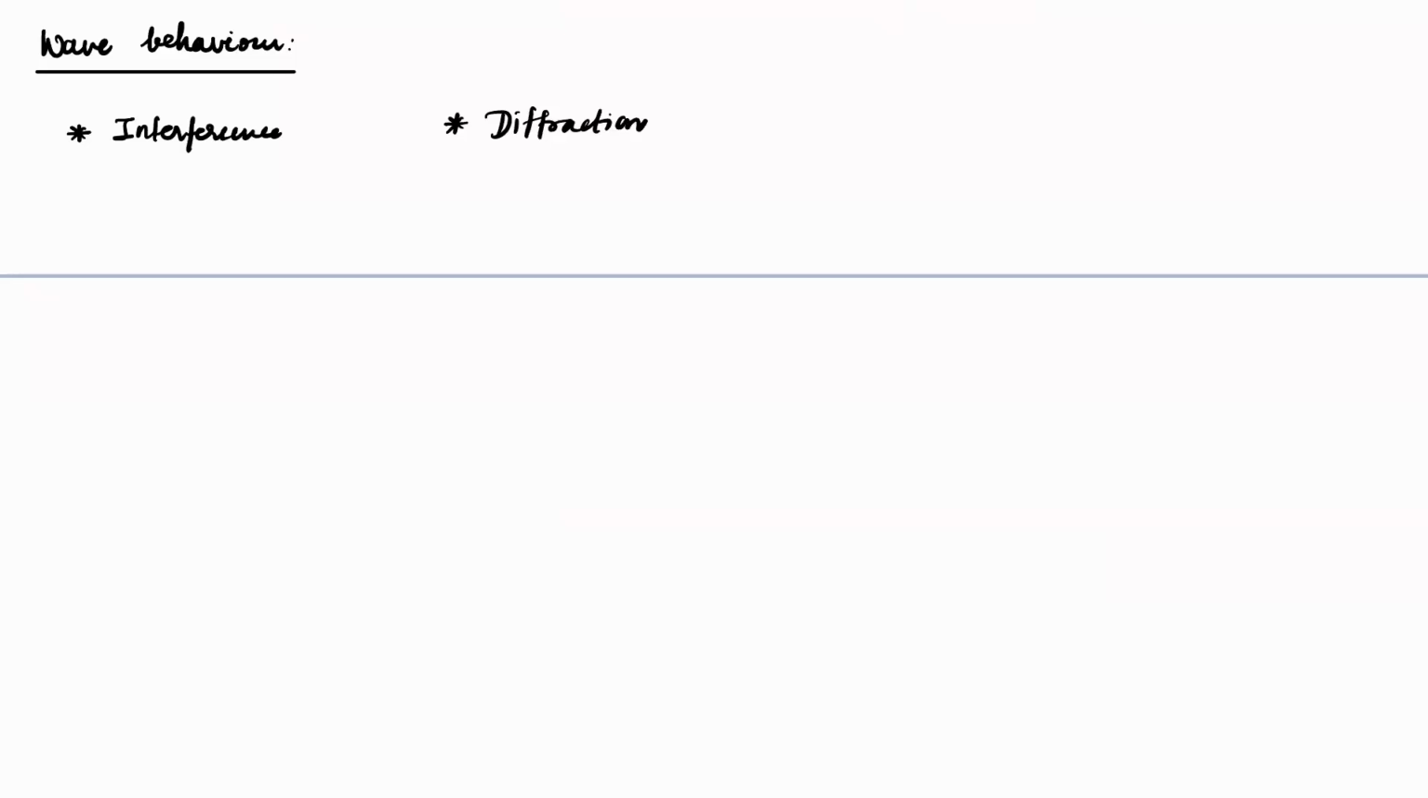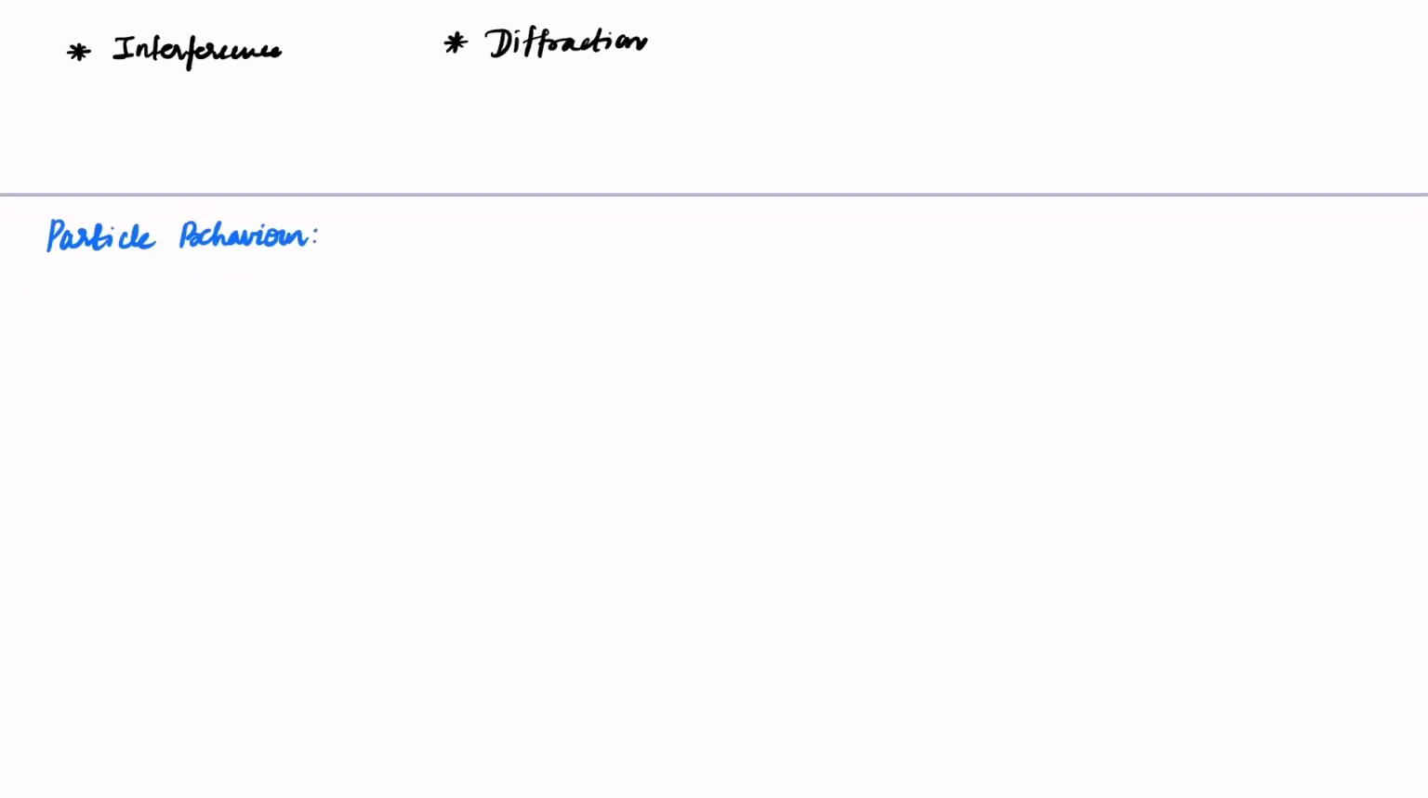So you'll be spending a lot of time understanding the topic itself. What is interference? What is diffraction through it? But for our intention, mainly in chemistry, it is to emphasize the particle behavior. So let us see the particle behavior.